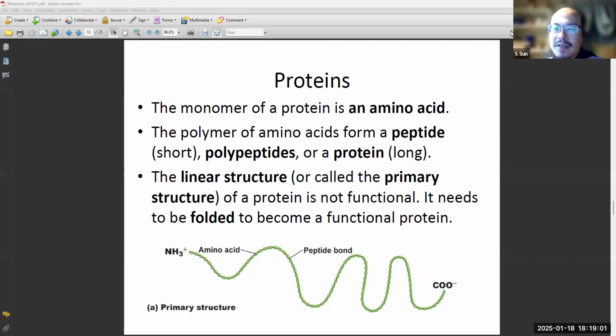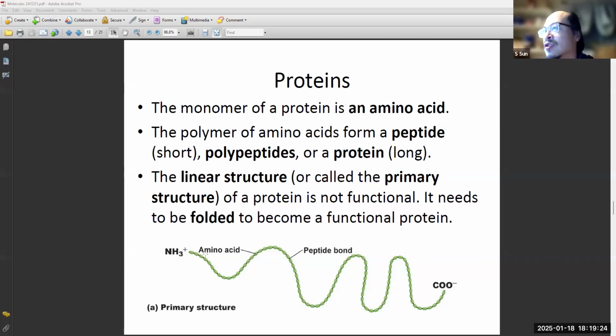All right, guys. So let's continue on this one. We have two more to talk about. One is protein, and the other one is the nucleic acids. Same thing. They are polymers. So what you need to know is, what are the monomers? For proteins, the monomers are amino acids.